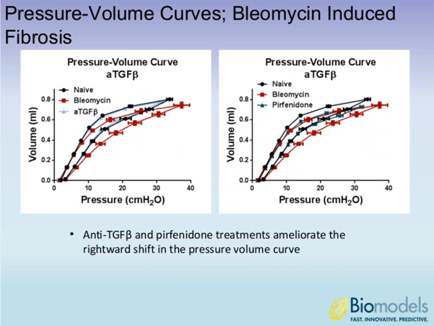Here are the representative pressure volume curves in the naive animals, bleomycin treated, and both of our treatment groups. On the left, you can see the anti-TGF-beta treatment. As you can see, bleomycin induced a significant rightward shift in the pressure volume curve. This is a stiffening of the lungs as a result of the fibrosis. And when these mice were treated with anti-TGF-beta, this was almost completely eliminated. In terms of pirfenidone, this is actually a typo. This should be pirfenidone. Again, we can see pirfenidone slightly ameliorated the fibrotic response to bleomycin.